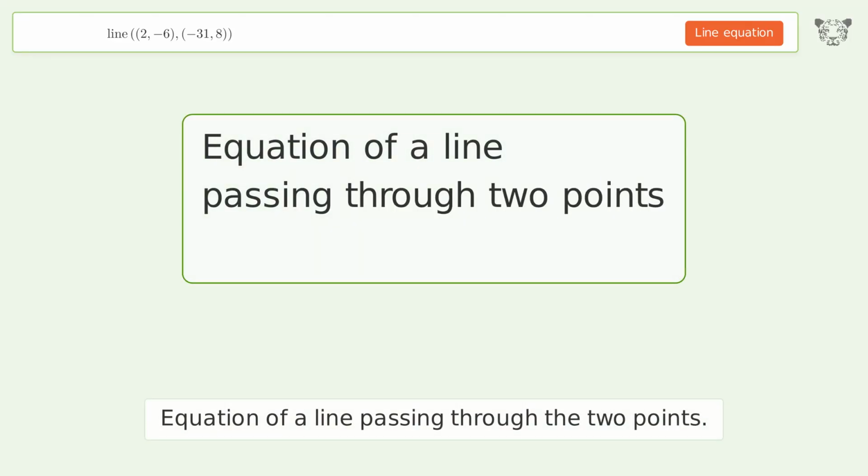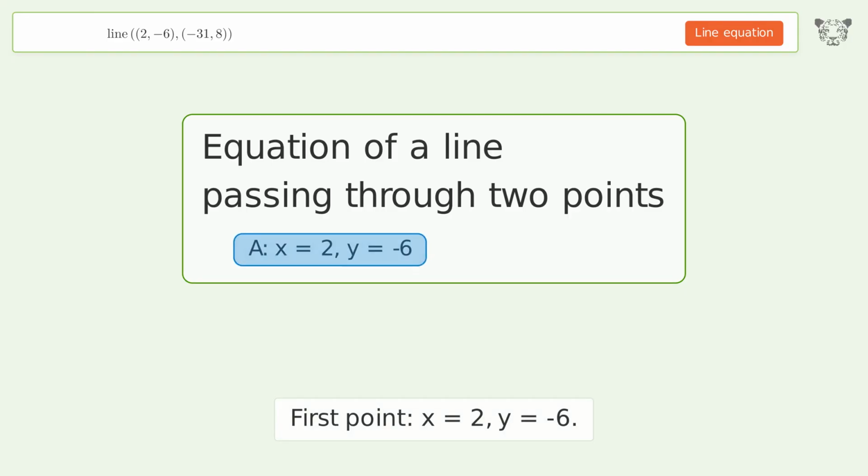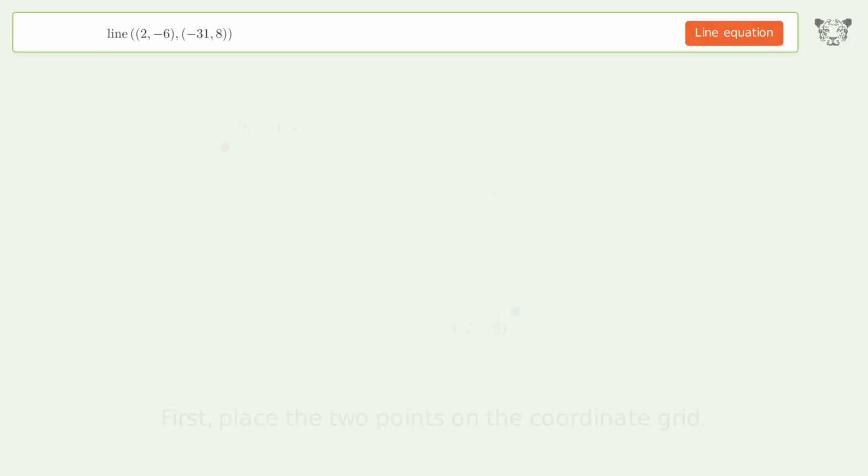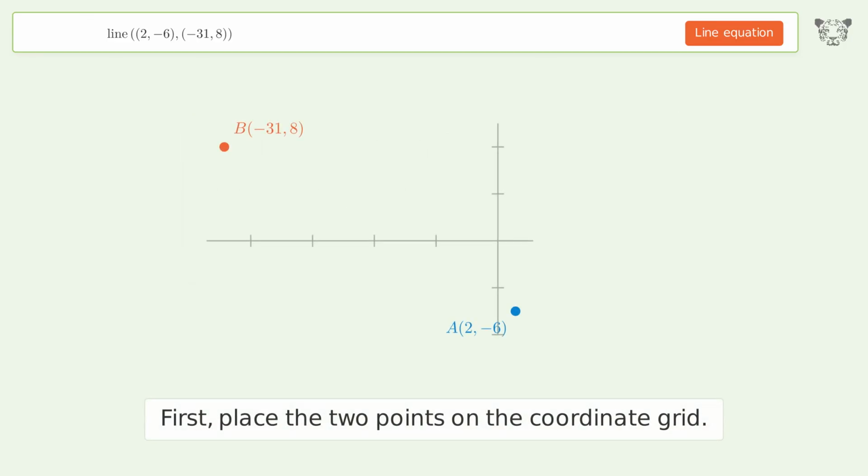Equation of a line passing through 2 points. The first point has x equals 2, and y equals -6. The second point has x equals -31, and y equals 8. First, place the 2 points on the coordinate grid.